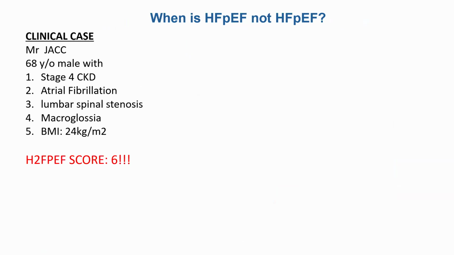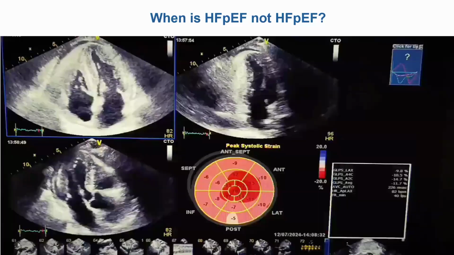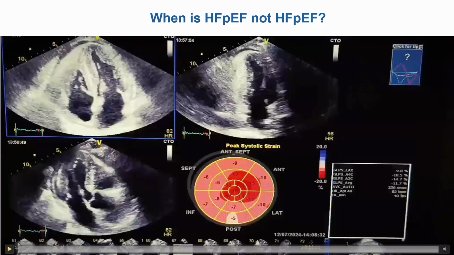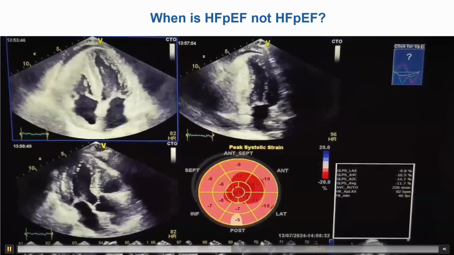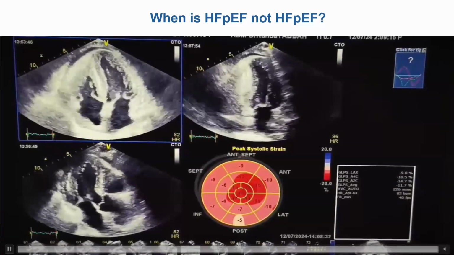So we have Mr. Jack, a 68-year-old male with stage 4 CKD, atrial fibrillation, lumbar spinal stenosis, and macroglossia. He has a BMI of 24. When you calculate his H2FpEF score, it equates to a score of 6, but his echo is showing this hypertrophy, and his global longitudinal strain pattern here is showing this. Any of the registrars want to give a take on what they think it is?